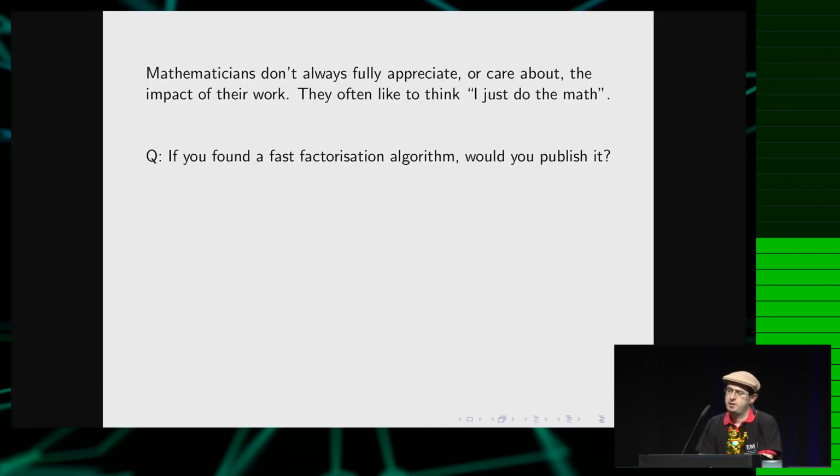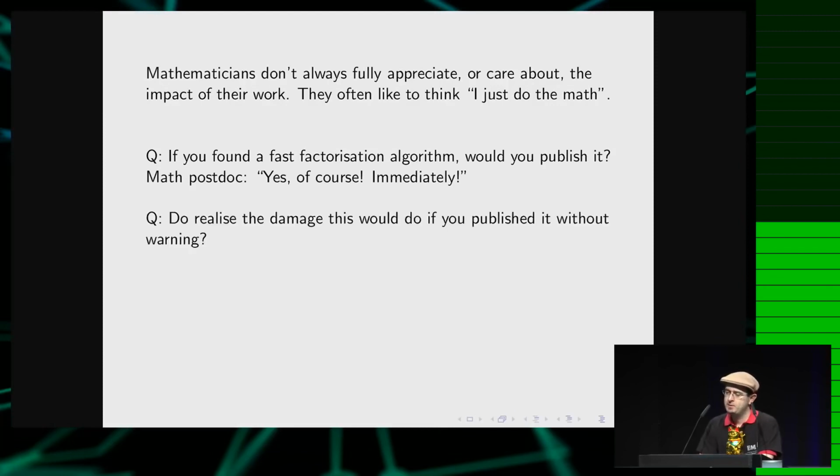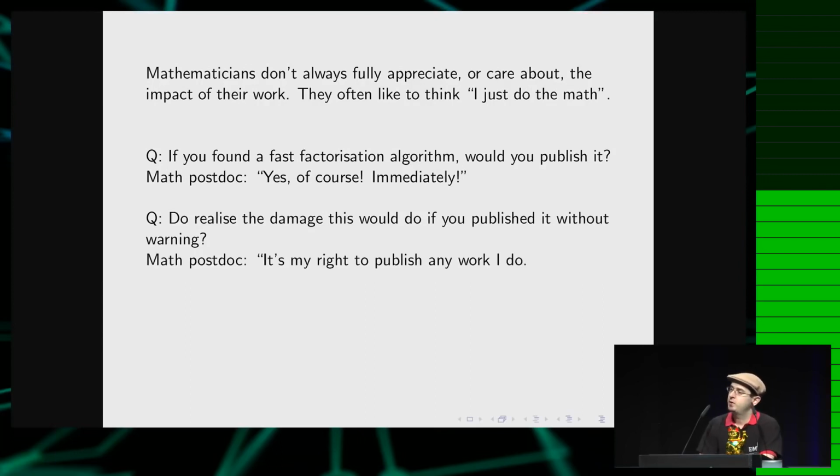I've even asked a mathematician, I spoke to a postdoc in math, and I asked him, if you found a fast factorization algorithm, would you publish it? And his response was, well, yes, of course, immediately. And I said, well, you do realize the damage that this would do if you published it without warning? And his response was quite remarkable. He said, it's my right to publish any work I do. It's their fault for using RSA. It's not my problem. Perhaps not quite realizing that publishing fast factorization just like that would pretty much disrupt the entire food supply chain in the world.